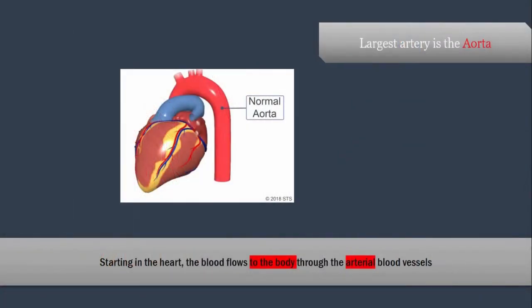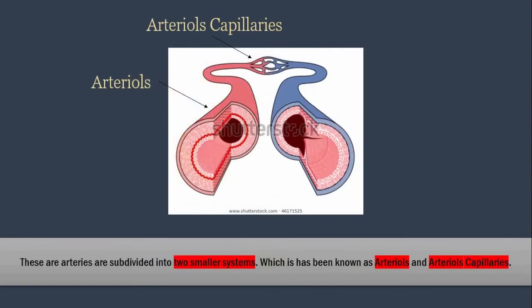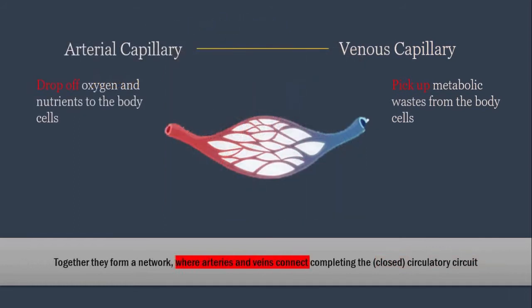Starting in the heart, the blood flows to the body through the arterial blood vessels. For the information, the largest artery is the aorta. These arteries are subdivided into two smaller systems, which is known as arterioles and arterial capillaries.